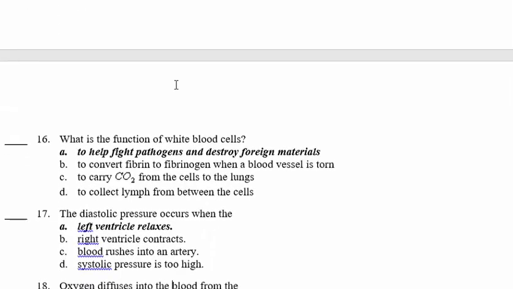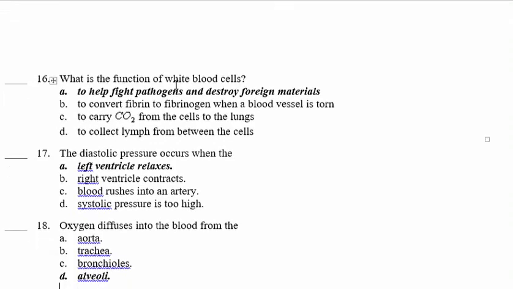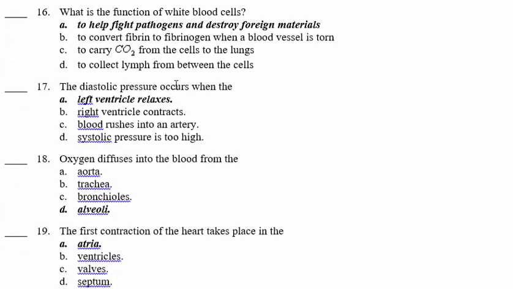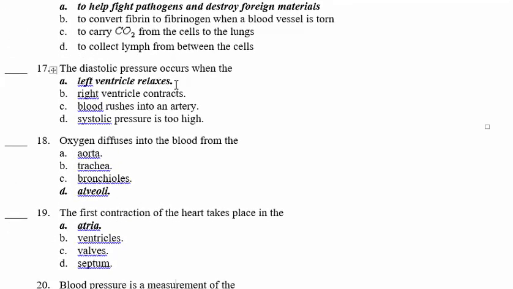What is the function of the white blood cells? Of course, as we said, the white blood cells fight pathogens and destroy foreign materials. Number 17, the diastolic pressure occurs when the left ventricle relaxes, as we just said.